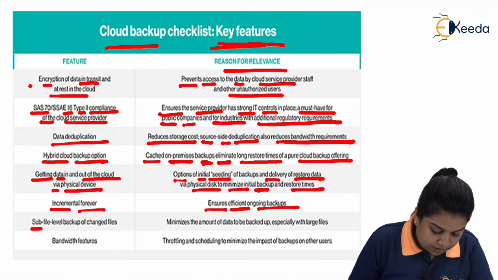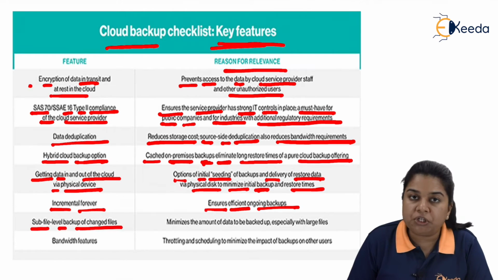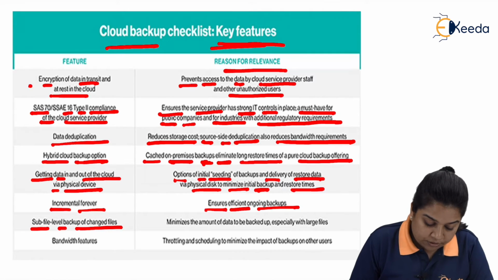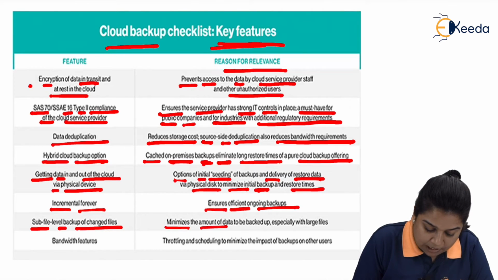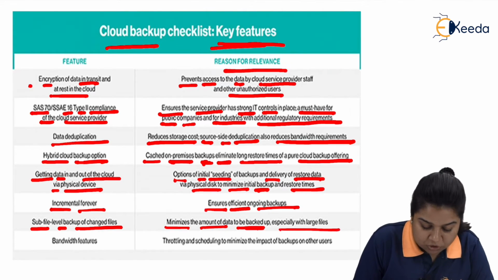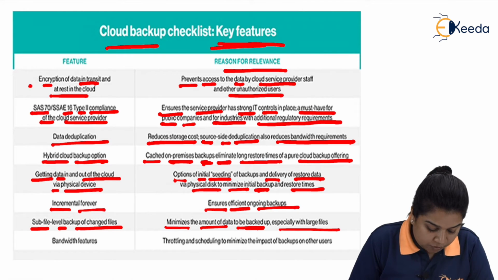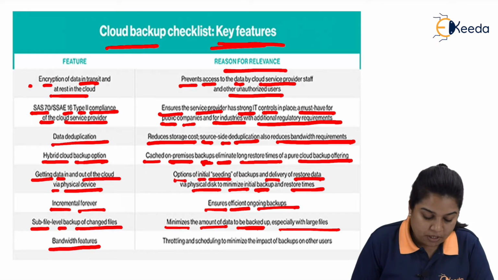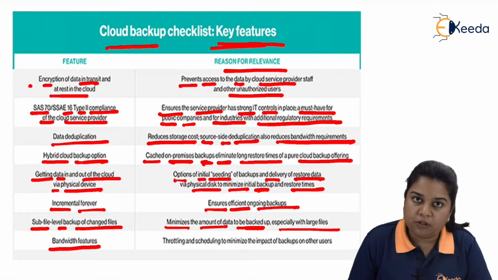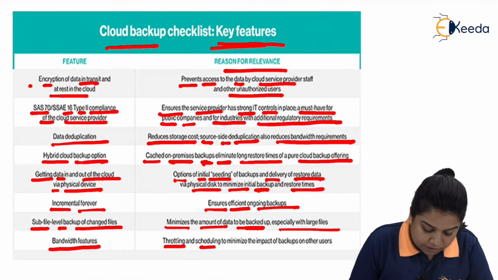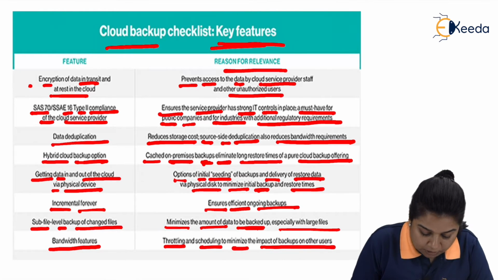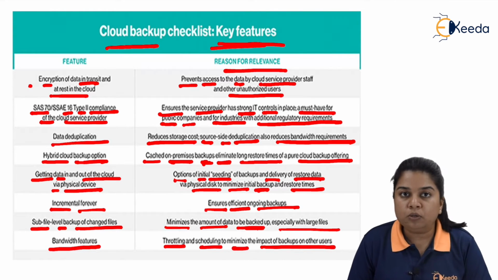Then another feature is sub-file level backup of changed files. The reason here is that it minimizes the amount of data to be backed up, especially with large files. Again, the next feature is bandwidth features, and the relevance here is throttling and scheduling to minimize the impact of backups on other users.